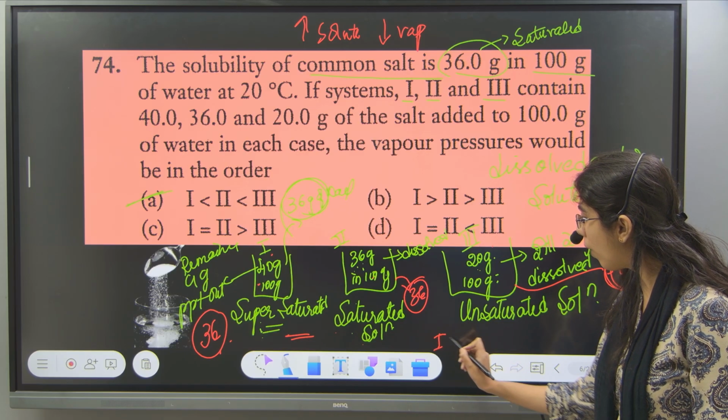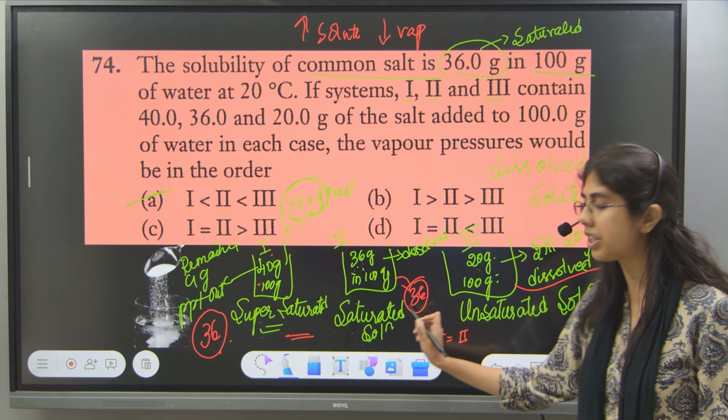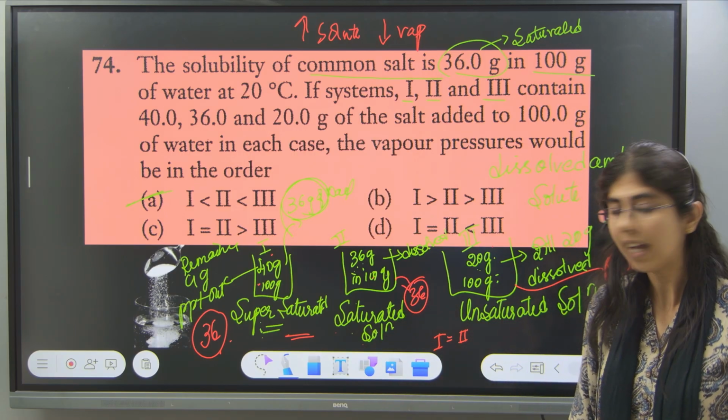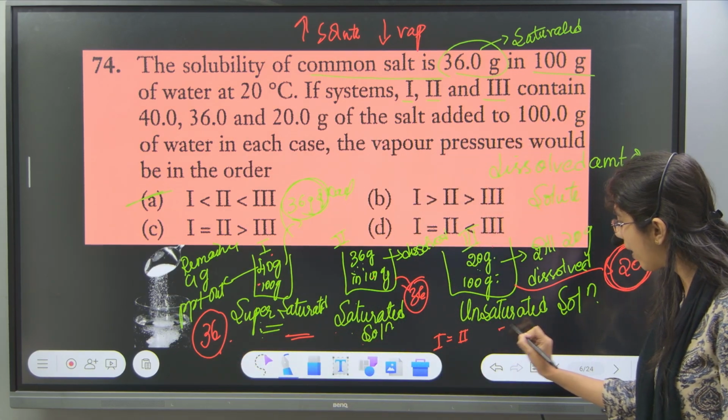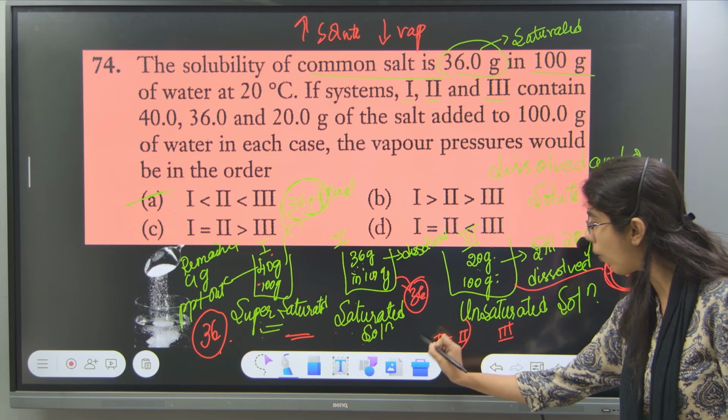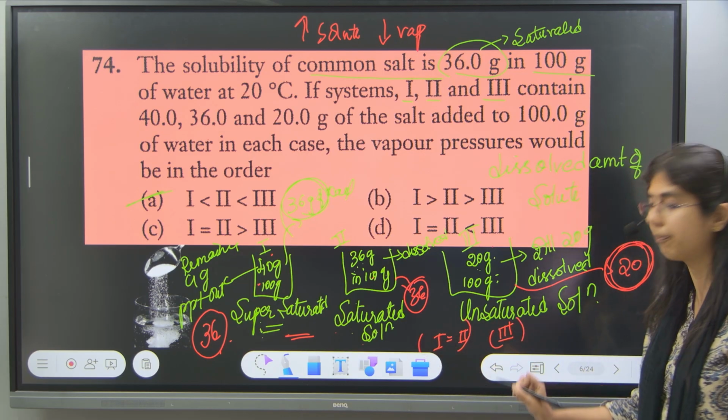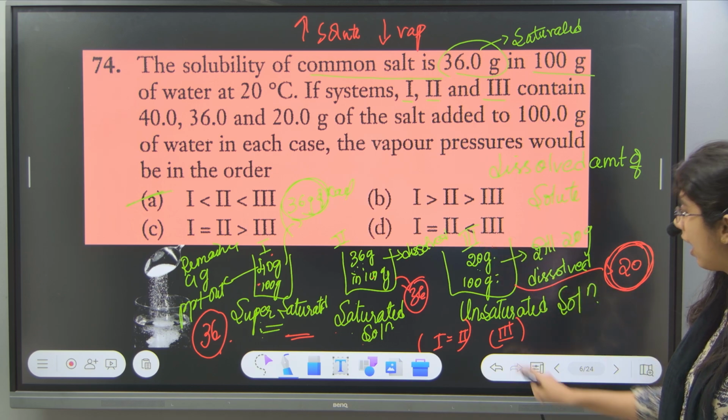Look, we know 1 and 2 are the same. They will have the same vapor pressure. Why? Because the dissolved amount of solute is the same. Now the question is, if you are comparing the 1 and 2 systems with the third system.